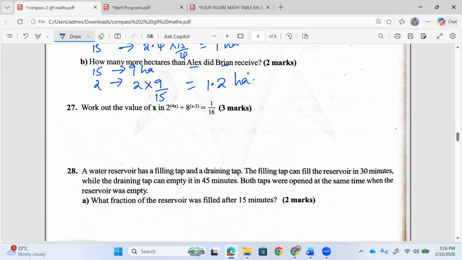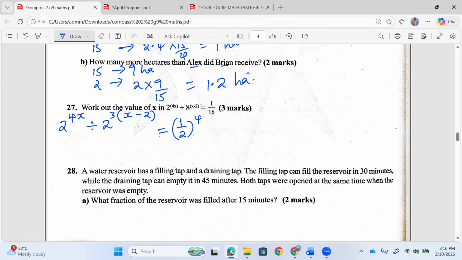The first thing, allow me to change the composite numbers into the least bases. So 2 power 4x divided by, instead of 8, 2 power 3. And we are already having an existing power of x minus 2. Then instead of 1 over 16, we can have a half power 4.